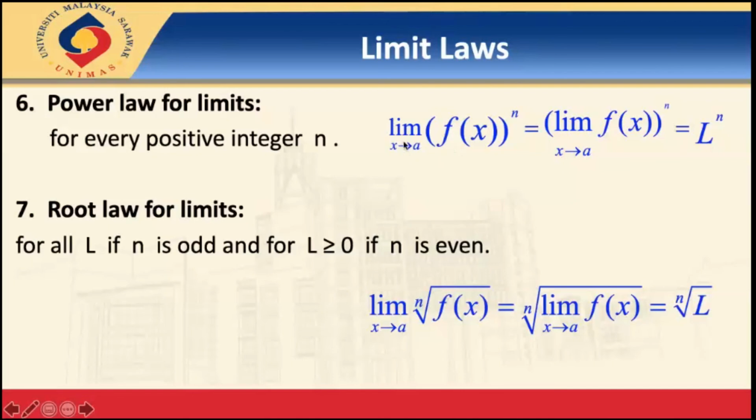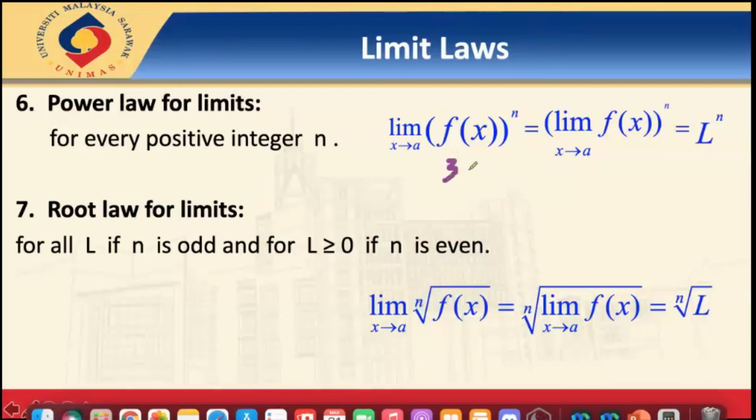Let's suppose the limit of f(x) is 3, and then this 3 has a power, any power, let's suppose 2. This will be equal to, let's suppose x is 3, 3 squared, and we will get 9, and then the limit of that. So if you find the limit of f(x) first, and whatever value you get, take the power of that. So it is equal to L raised to the power of n. So it means limit also obeys the power law.